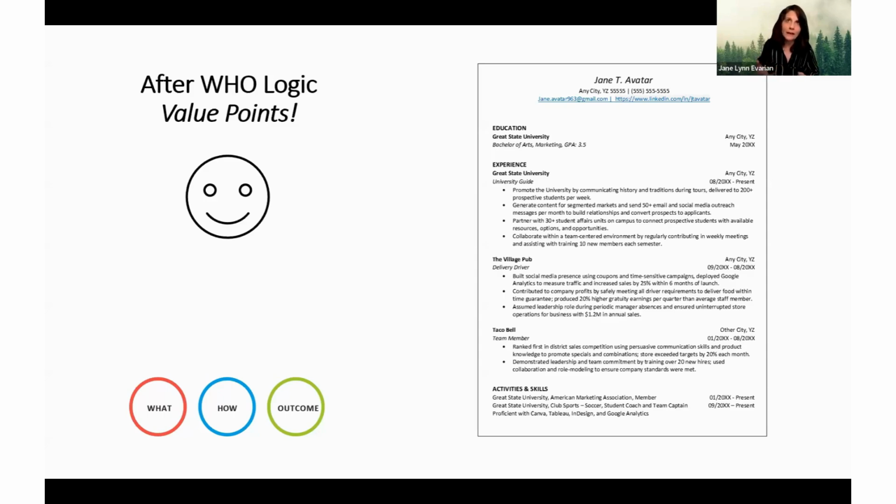Now, do you always have to have these really strong numerical values? No, but when you can, your value point's going to be even stronger. The focus here is highlight your skills using the how question. How did I do the work? And if you can get an outcome, great, share that. So sometimes you can't get all three, what, how, outcome. But if you can get the what and the how, or you can get the what and the outcome, you've got a stronger value point than just a stuck in the what bullet point.